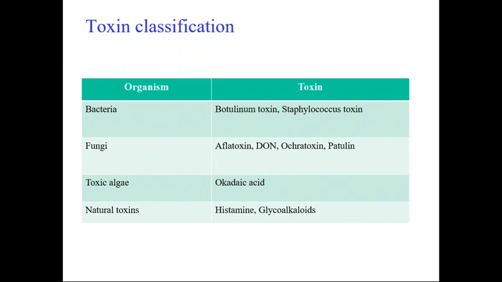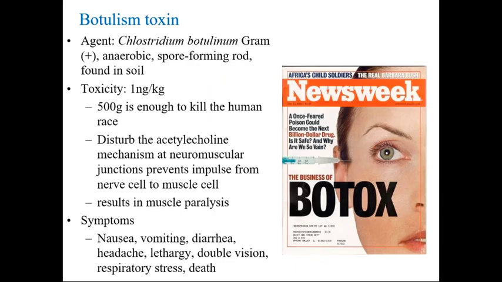Fungi produce toxins which are called mycotoxins, and they include aflatoxin, ochratoxin, patulin, zearalenone, deoxynivalenol, and others. Algae also produce toxins like okadaic acid. These toxins are generally consumed by the fish, and it is through the fish that they come into the food chain. So just to tell you about botulinum toxin, it is produced by Clostridium botulinum, a gram-positive organism.